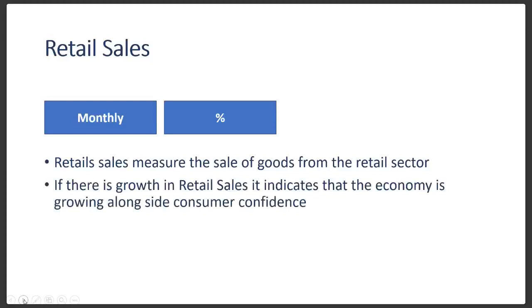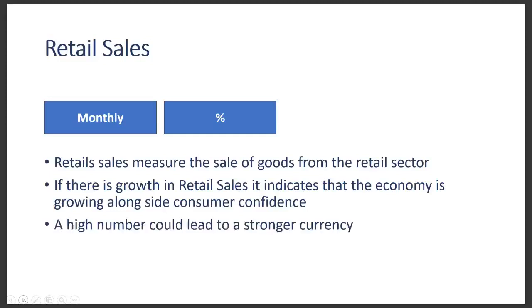If there's growth in retail sales, i.e., we're spending more money and buying more things, it indicates the economy is growing alongside consumer confidence. Because let's face it, when we're optimistic about things and have more money in our pocket, we're going to buy more goods, which shows the economy is growing. And we're happy, so that can have a positive impact on the market. So the higher number could lead to a stronger currency. The lower the number shows us concern with consumers, shows that we're not spending so much. So that means maybe the economy is wavering, and it can indeed have a negative impact on that currency.